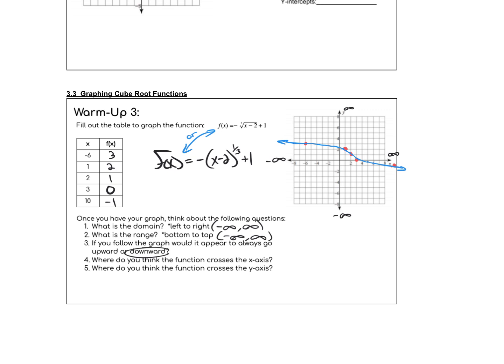But we get this shape here, kind of like this S shape, Z shape. And you can see this one's going to extend all the way left, all the way right, as well as all the way down, all the way up, right? So both our domain and range are from negative infinity to positive infinity. So let's flip the page, look at the parent function.